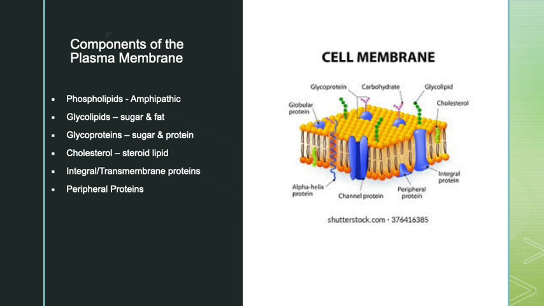We'll look at some specific glycolipids and glycoproteins as we go through certain units of our textbook and talk about different cells in different areas of the body. Glycoproteins also work this way. Glycoproteins are a sugar and a protein component to them. These work very well for cell identification.